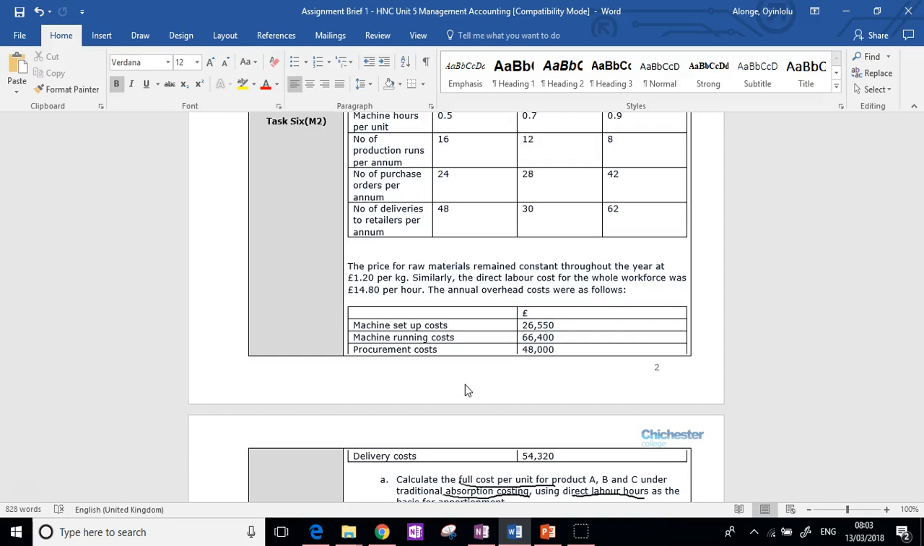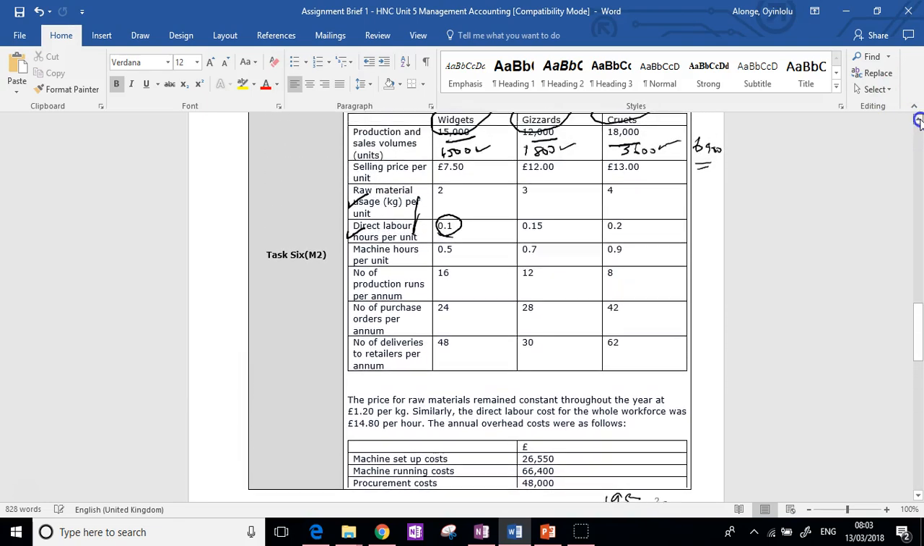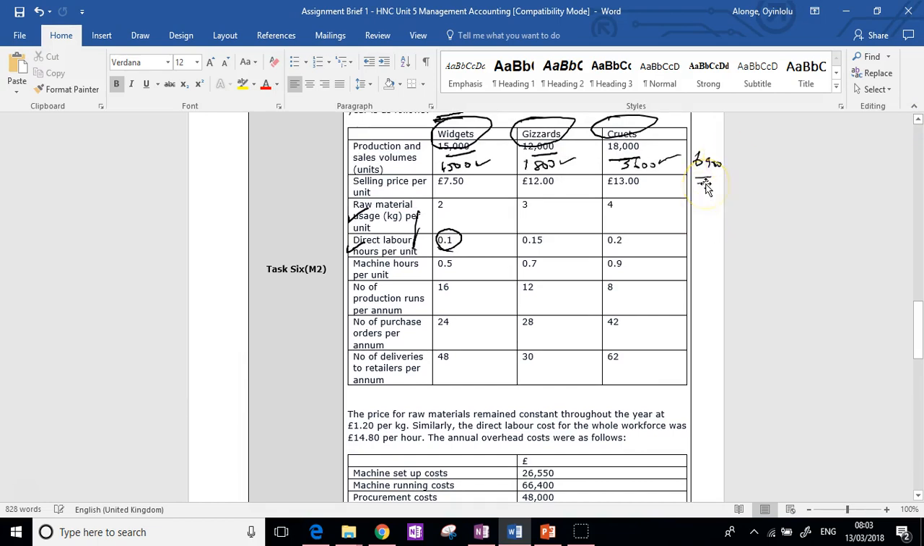So the total overheads are the 26,550 plus the 66,400 plus the 48,000 plus the 54,320. Adding these four things together comes to a total of 195,270. So what I now have is this total of 195,270 being driven by 6,900 hours.